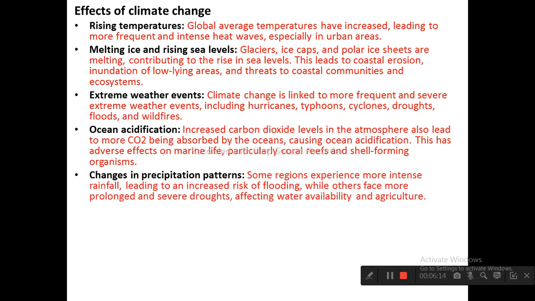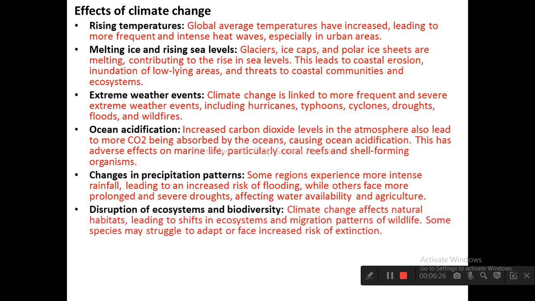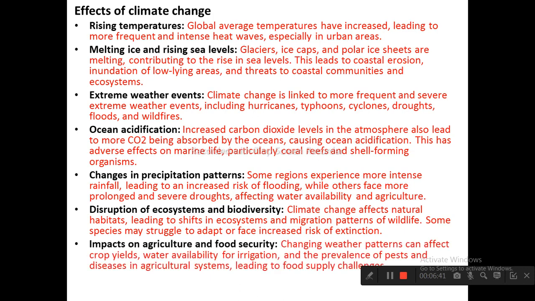Next one is changes in precipitation pattern. Some regions experience more intense rainfall, leading to an increased risk of flooding, while others face more prolonged drought, affecting water availability and agriculture. Next one is disruption of ecosystem and biodiversity. Climate change affects natural habitat, leading to shift in ecosystem and migration pattern of wildlife. Some species may struggle to adapt or face increased risks of extinction as well.